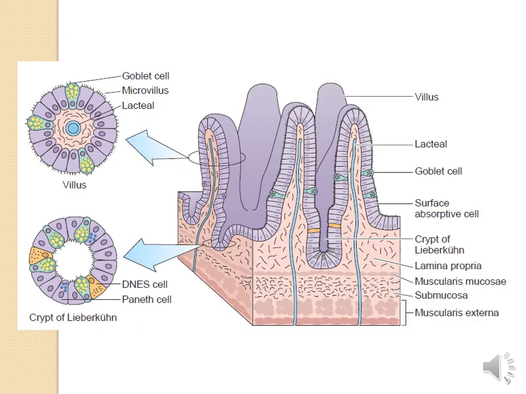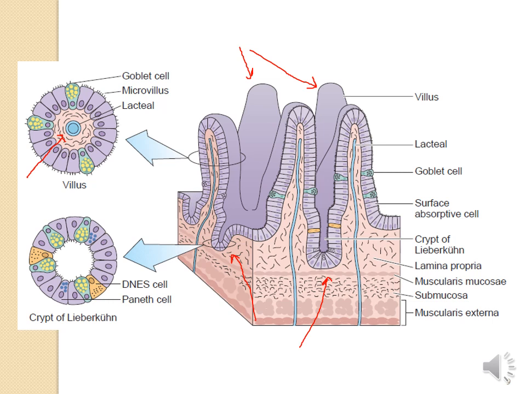Now, if you look at this image here, these are the villi, and here we have the crypts, the intestinal crypts. If we take a section through a villus, we'll have a circular cross-section. The cells are on the outside, and in the middle we have the connective tissue of the lamina propria. The core of the villus, as we have said, is filled with the connective tissue of the lamina propria.